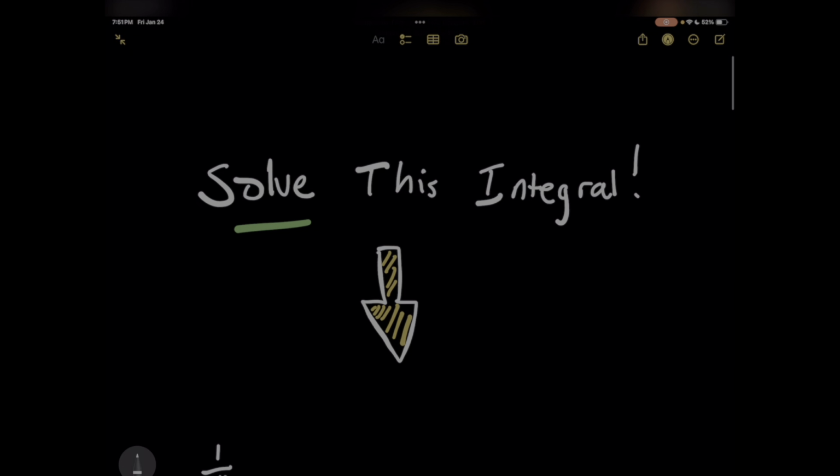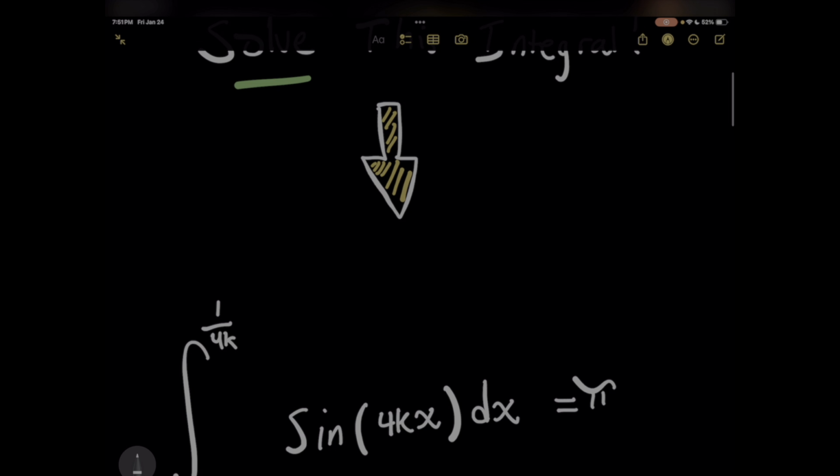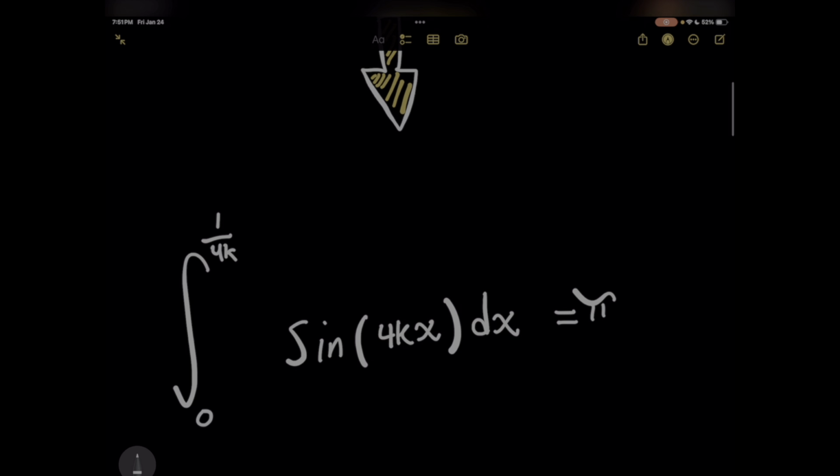To learn how to quickly solve this definite integral in your next exam, but only if you stick around and learn this important trick that saves you time.